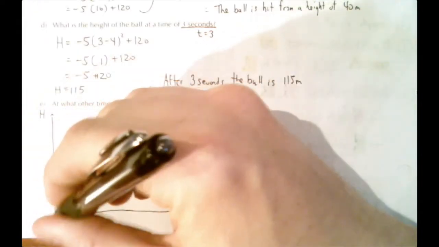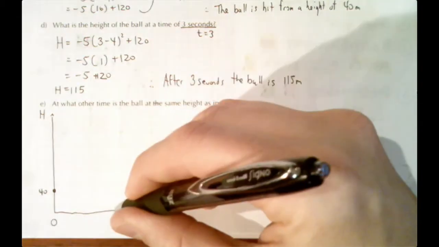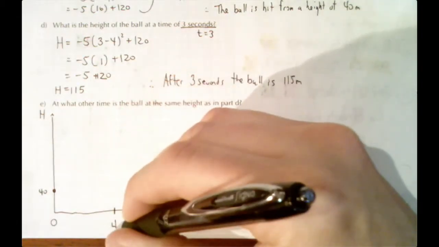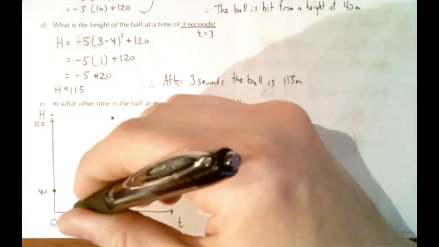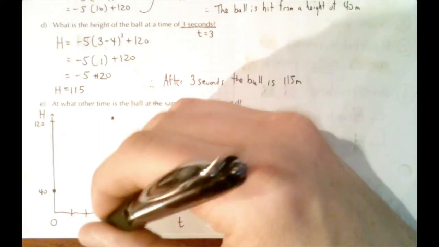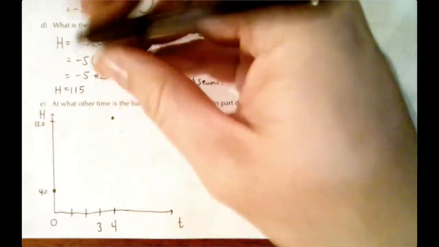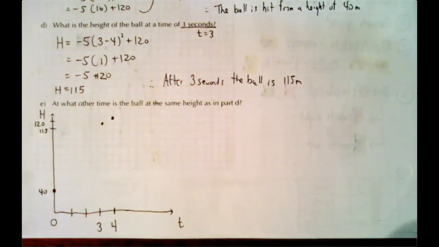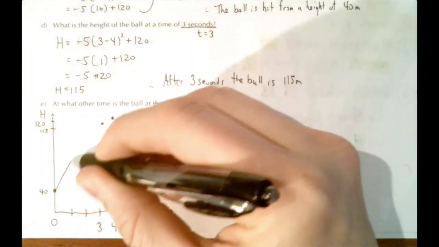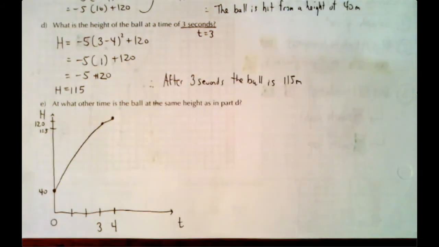We know at time 0, we're 40 meters. We know the vertex happens at 4 seconds, and that height is 120 meters. We know at 3 seconds, so 1, 2, 3, we just found that we have 115. So we know our graph is going to look something like this. Well, the nice thing is we can use the idea of symmetry to figure out the answer to this question.